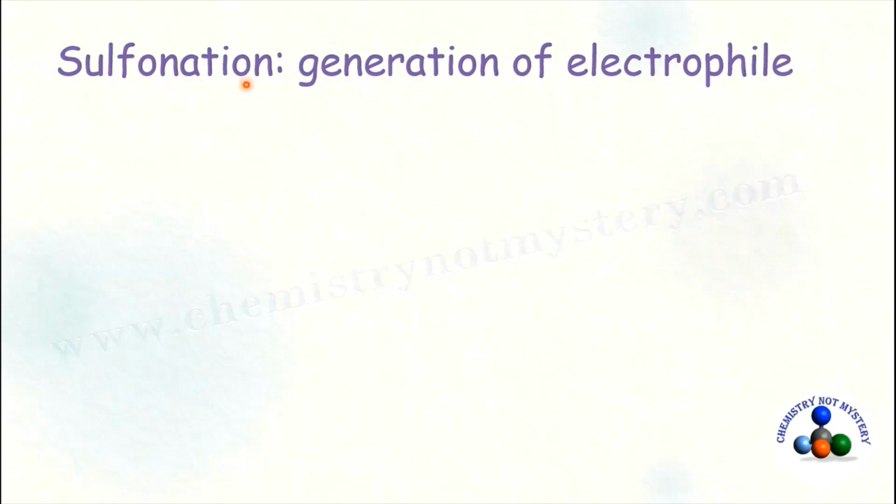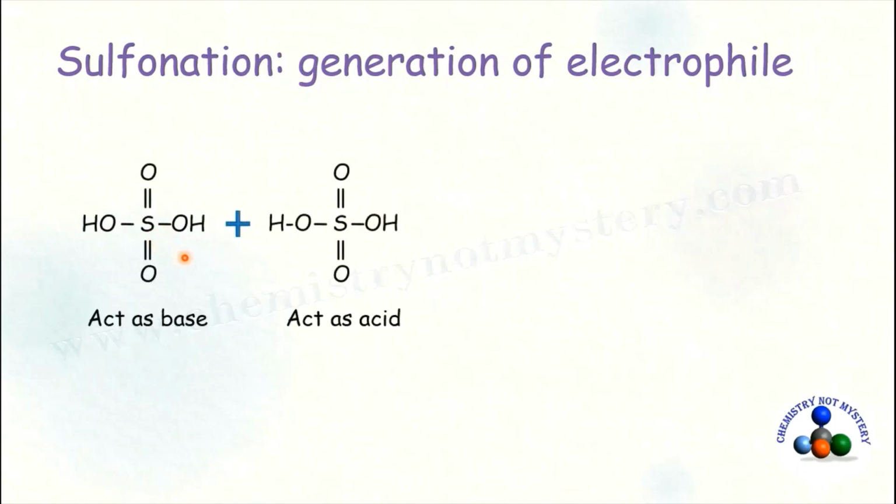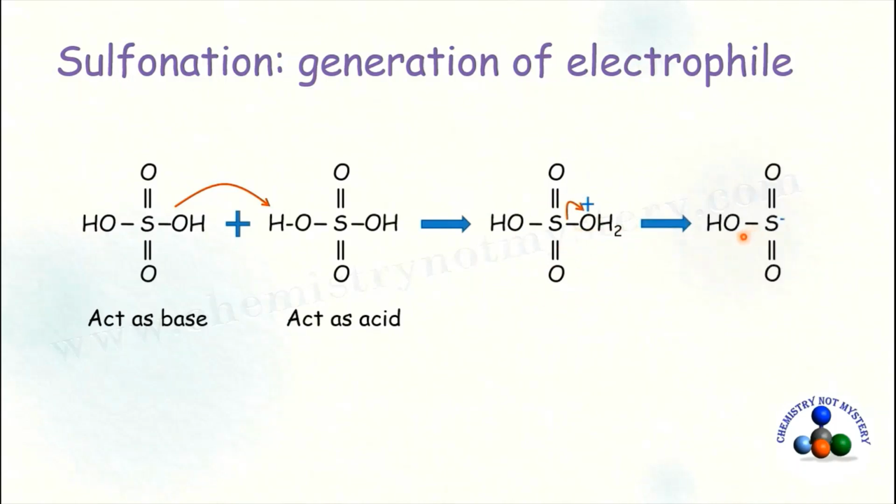Now come to the sulfonation. First of all, we are going to see how the electrophile is generated in case of sulfonation. For sulfonation, two molecules of sulfuric acid are used as a sulfonating reagent. One of the molecules acts as a base while another acts as an acid. So the molecule that acts as an acid donates H plus ion, and the molecule that serves as a base accepts H plus ion. And as a result, this cation is formed. By the loss of water, it results in the formation of SO3H positive ion, which acts as an electrophile.